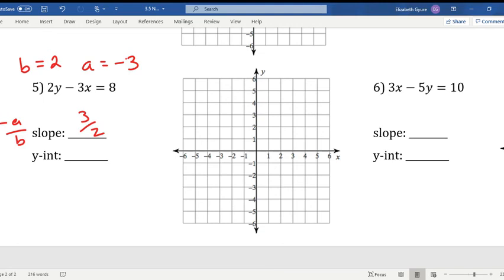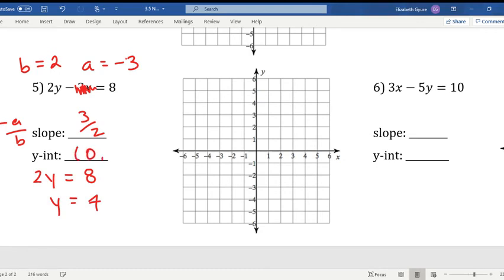What letter do I cover up to find my y-intercept? Yeah, cover up X. So don't actually scribble this out, but I'm going to because I can erase it. So pretend X isn't there. We have 2y equals 8. What would you do from there? Divide by 2 and you would get 4. How do you write that as a coordinate point?